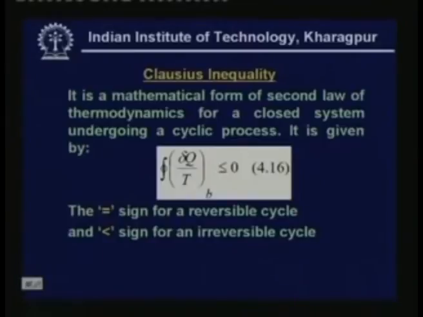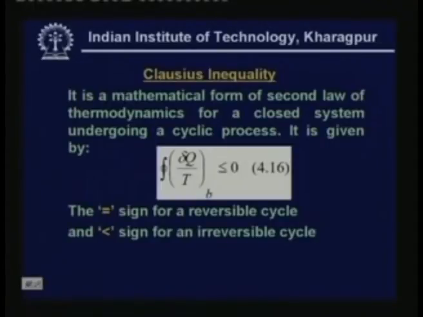Now let us define a very important inequality called the Clausius inequality. This is in fact a mathematical form of the second law of thermodynamics for a closed system undergoing a cyclic process. This was proposed by Clausius, and it is known as the Clausius inequality. It is simply given by the cyclic integral of ∂Q/T is less than or equal to 0. So, this is what is known as the Clausius inequality applied to a closed system undergoing a cyclic process.